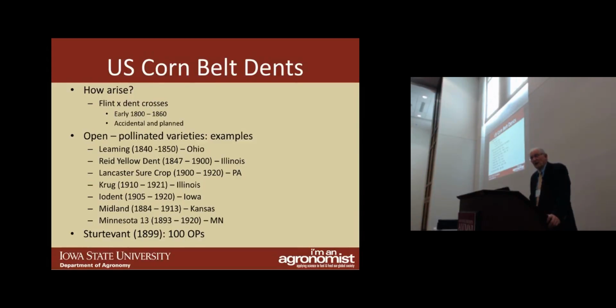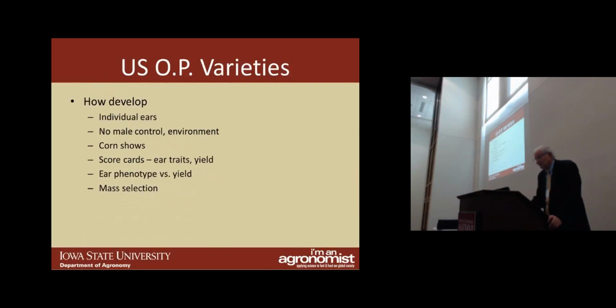There were no yield trials, no standards out there on which to base their selection other than what their own visual had in mind. And Sturtevant at Cornell, at that time, in 1899, there were probably 100 different open pollinated varieties. Well, you see here, there's some that were developed like Krug and Iodent and Midland and some of those after that time, so that there's probably 250 open pollinated varieties.